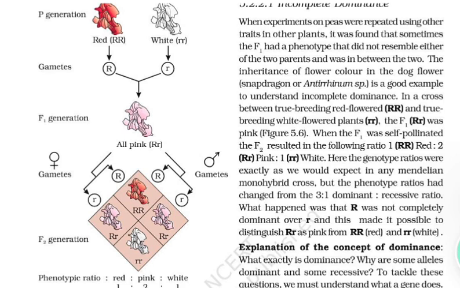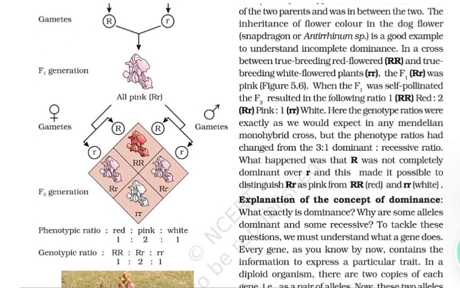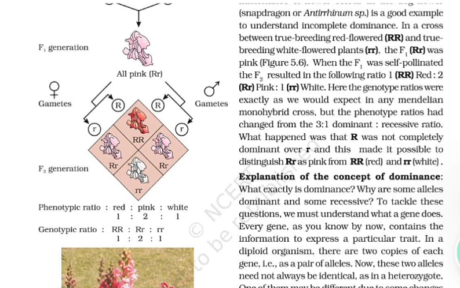In a cross between true breeding red flowered R and true breeding white flowered plants, small r, the F1, capital R small r, was pink. When the F1 was self-pollinated, the F2 resulted in the following ratio: 1 capital R capital R that is red, is to 2 capital R small r that is pink, is to 1 small r small r that is white. Here the genotype ratio were exactly as we would expect in any Mendelian monohybrid cross.